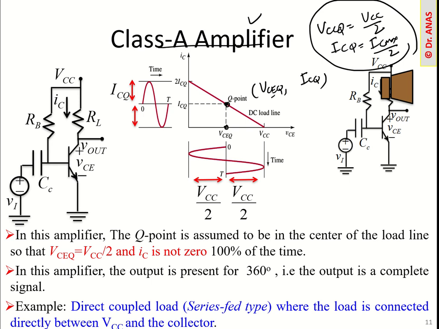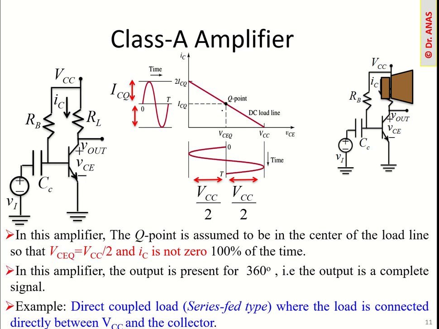So this point will be VC over Q, that will be VCC over 2. For example, if VCC is 10 volt, so this point will be 5. If IC maximum is, for example, 1 ampere, so this will be 0.5. So that is my Q point for this case. Okay. Now what will happen?